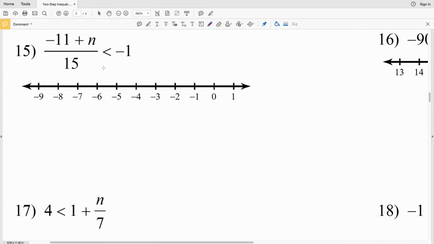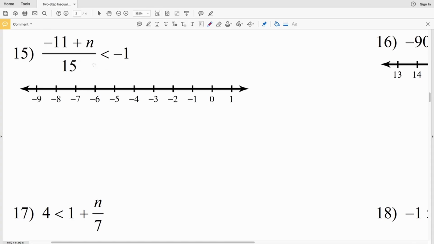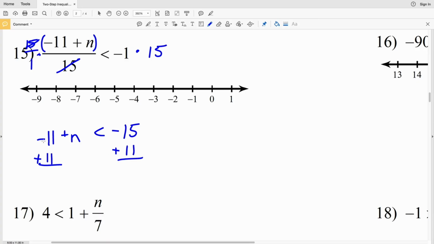On to number 15, we have negative 11 plus n divided by 15 is less than negative 1. We're going to start by multiplying by a positive 15, or 15 over 1, in order to get the negative 11 plus n by itself. So we'll have negative 11 plus n, and that's going to be less than negative 1 times 15 is negative 15. We're going to add a positive 11 to both sides, so that we'll be left with 0 plus n, which is simply n, and that's going to be less than negative 15 plus 11, which is negative 4.